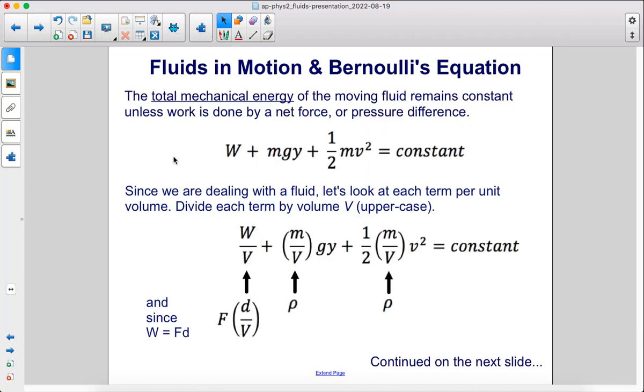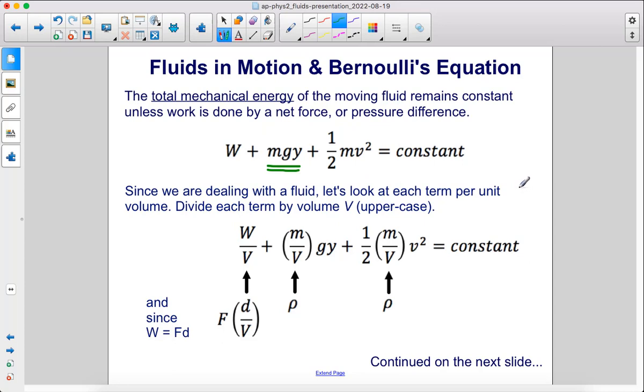The total mechanical energy of the moving fluid remains constant unless work is done by a net force, or pressure difference. So we have work plus mgy, which is the potential energy due to height off the ground, plus 1/2 mv squared, which is kinetic energy. That is going to be constant.